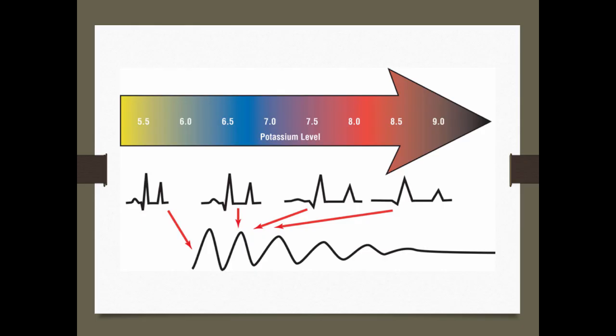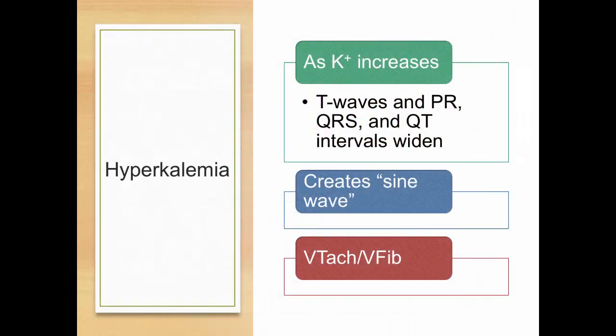All these red arrows here lead into that VTAC, VFib, cardiac arrest rhythm. It just indicates that depending on the person, this can happen at any serum level. It doesn't have to hit a 9 before it goes into this sine wave. It could happen at 6. So at any point in this hyperkalemic gradient, we can always devolve into a ventricular rhythm.